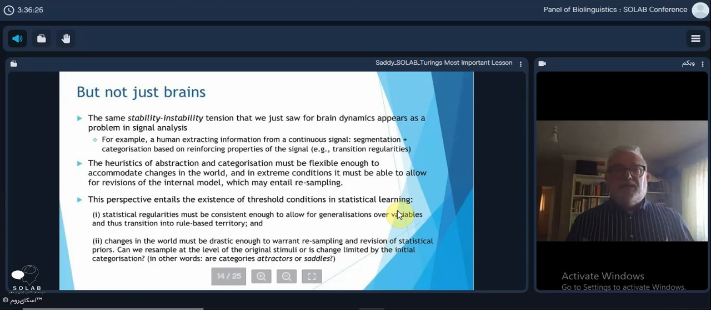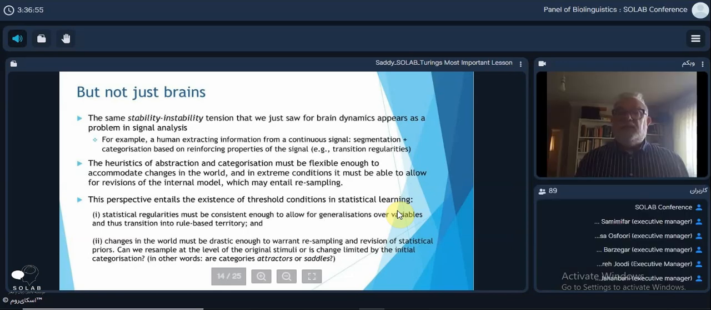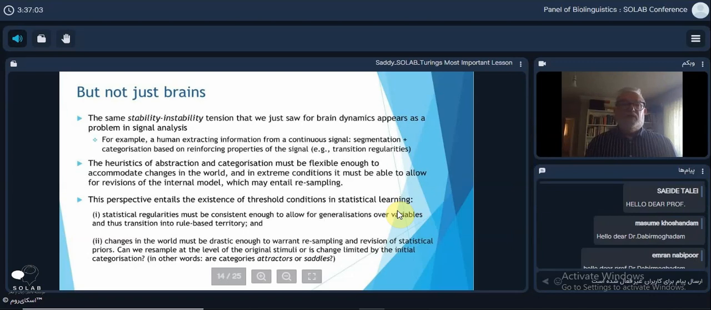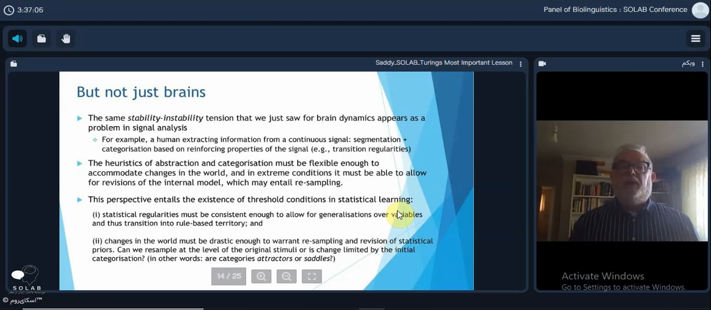The challenge of signal analysis, this thing that we do all the time via our sensors in real time, actually introduces another type of dynamical frustration. We've got statistical regularities that have to be consistent enough to allow for generalization over whatever variables we choose, which allows us then to build up something that looks like operational protocols. But the changes in the world, if they're drastic enough, have to be able to drive us into resampling and revision of these statistical priors in order to respond to changes in the world. So we have to have categories understood not in absolute terms, but in terms of the system itself.